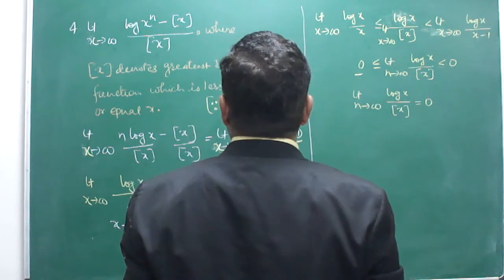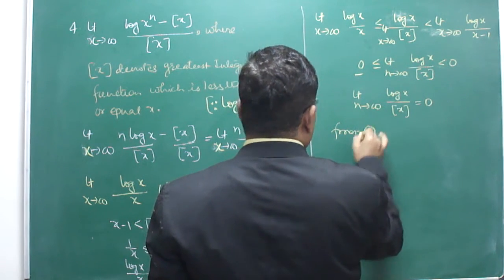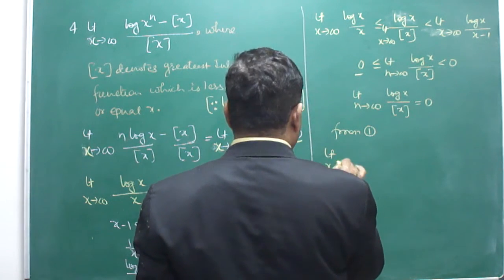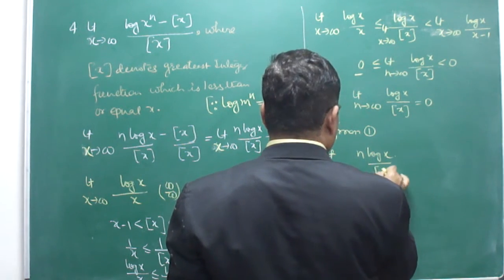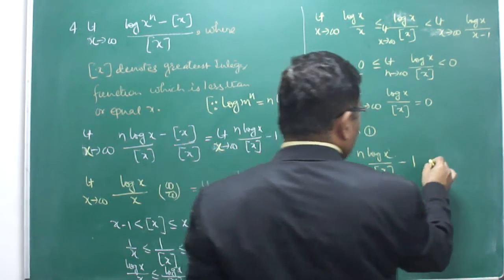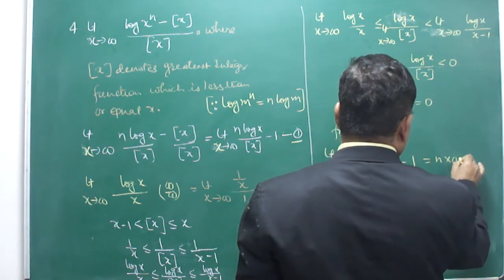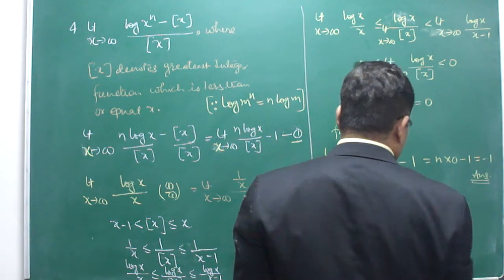So this part is 0, and now from the first equation, what was that? Limit x tends to infinity, n log x by greatest integer function x minus 1, and this part is 0, that is n into 0 minus 1, which is minus 1, and this is the answer of this question.